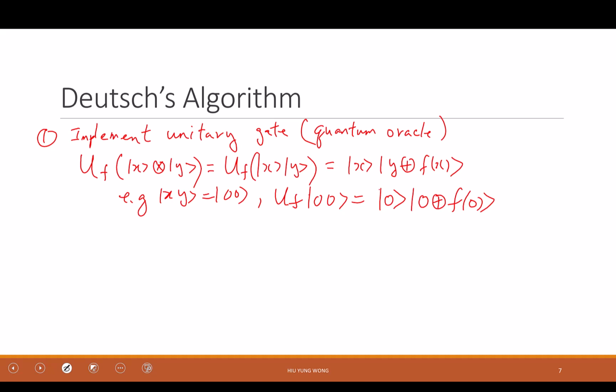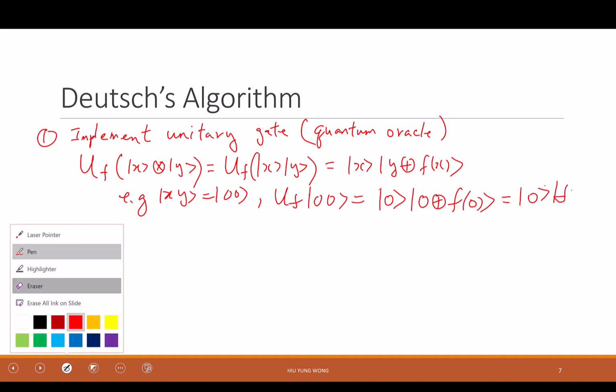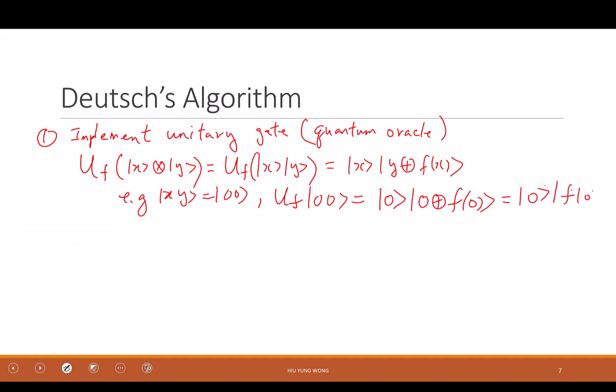0 exclusive or something. What do you get? I mean, does it change it? No, right? Because 0 exclusive or 1 is 1. 0 exclusive or 0 is 0. So this is just equal to 0, f of 0. Very good. Okay. Now, what if I do this? 0, 1. What do you get?